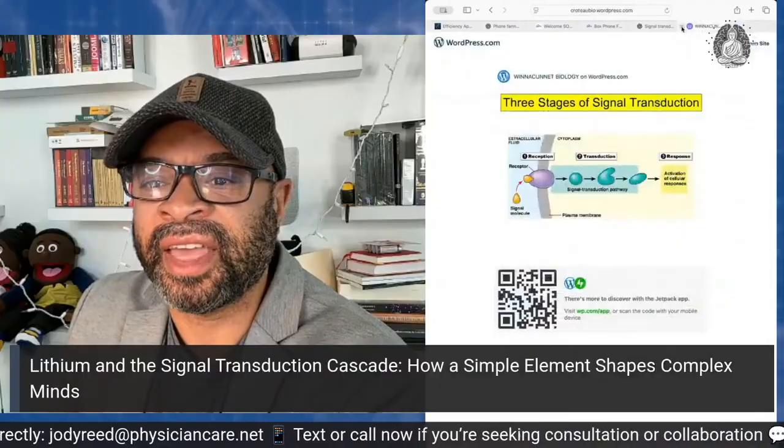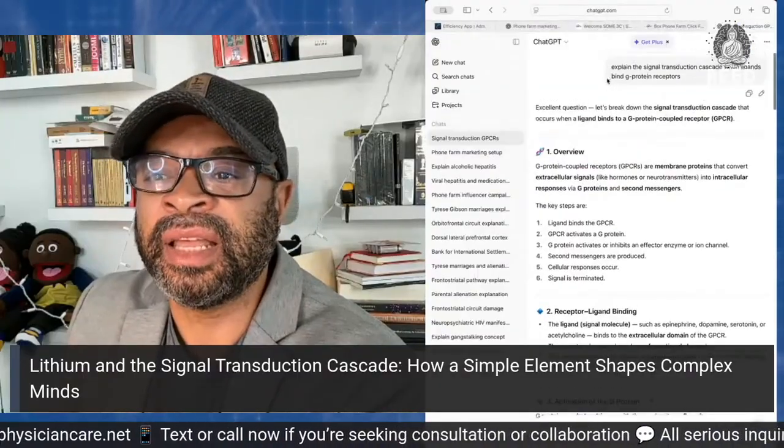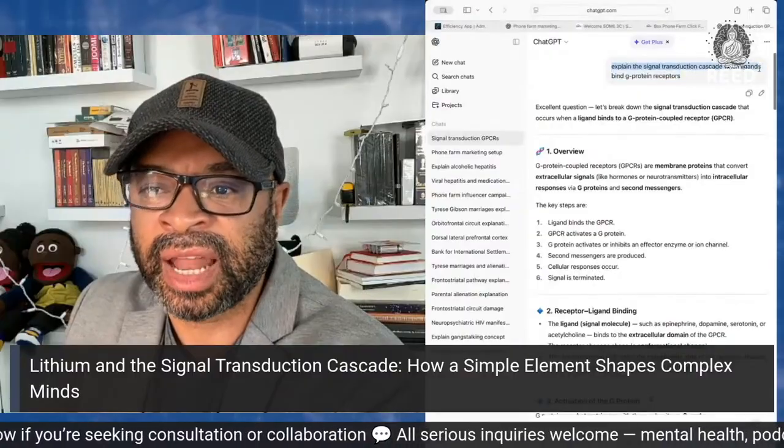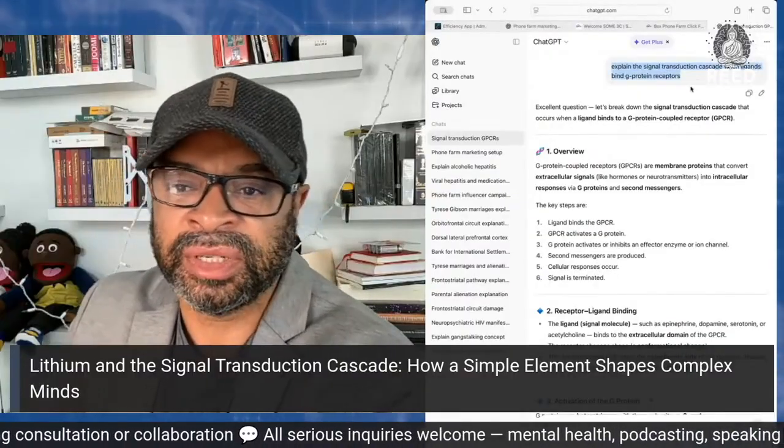Okay, so I think I got that. Okay, here, explain the signal transduction cascade when ligand binds G protein receptors.